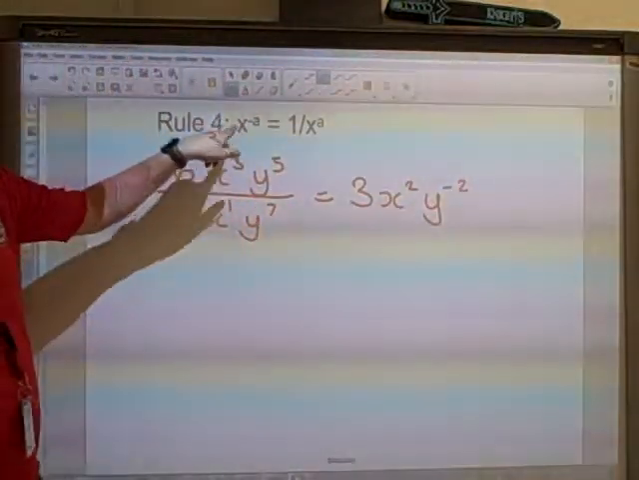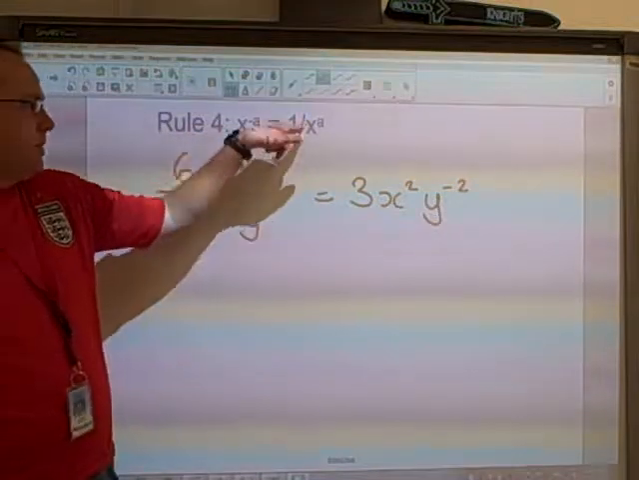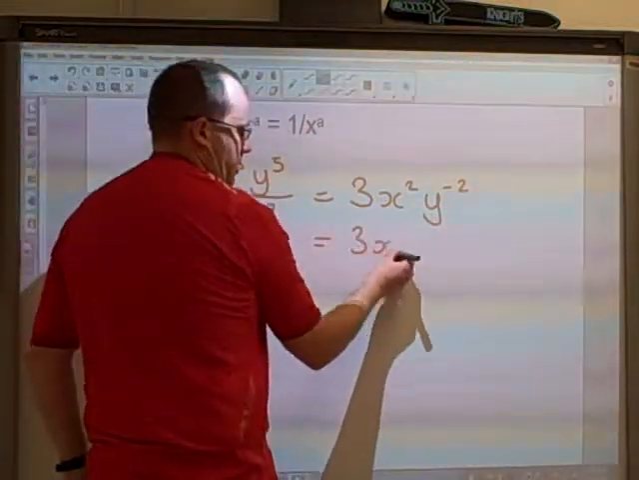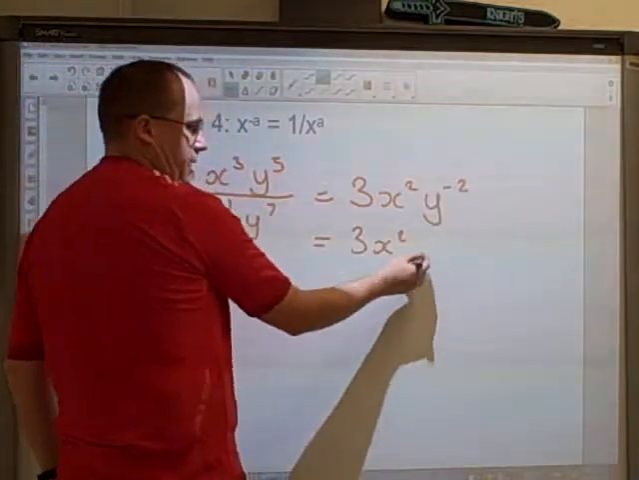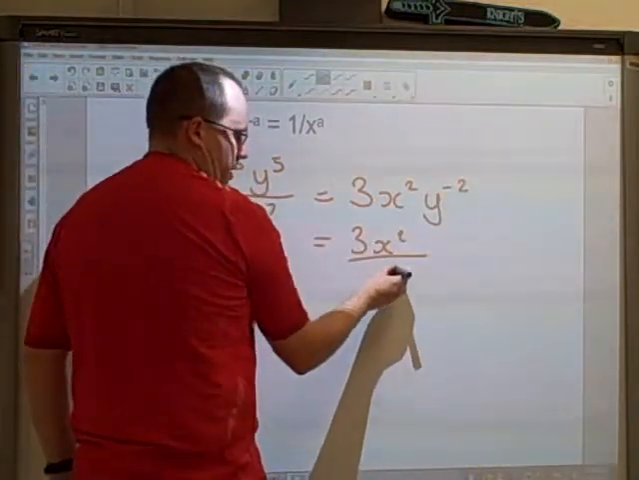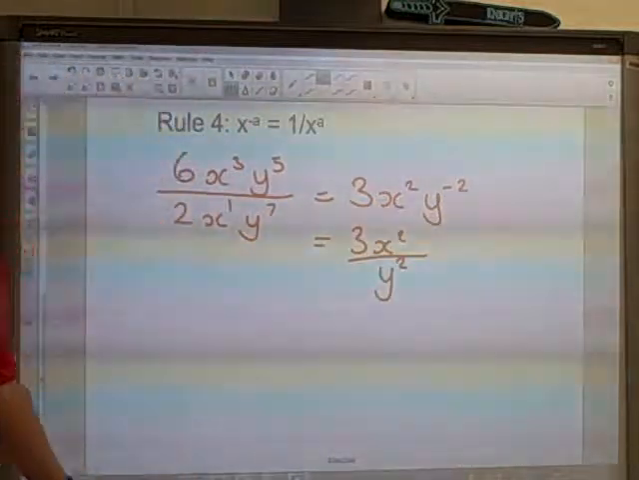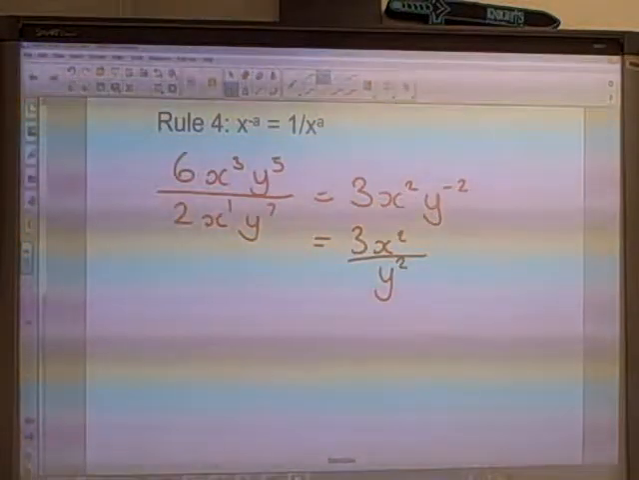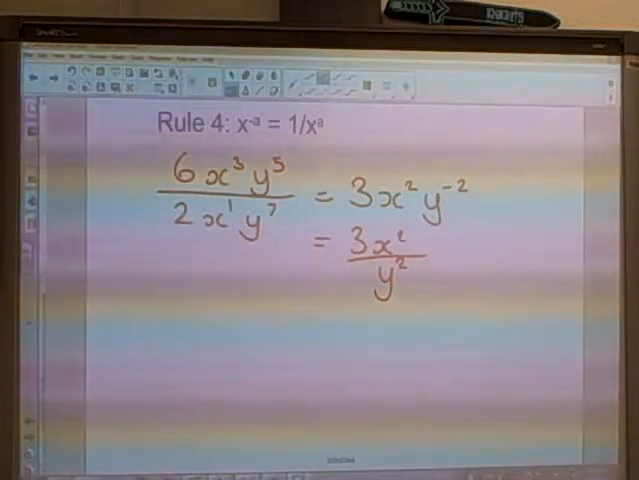Now that rule up here says that if we have a negative exponent, we can bring it to the bottom of the fraction and make it positive. So 3x squared, this is positive exponent, so I'm just going to leave that alone. With a negative exponent now, I'm going to bring that to the bottom of the question, like so. And this is really the practice that we're going to be doing for your homework exercise tonight.